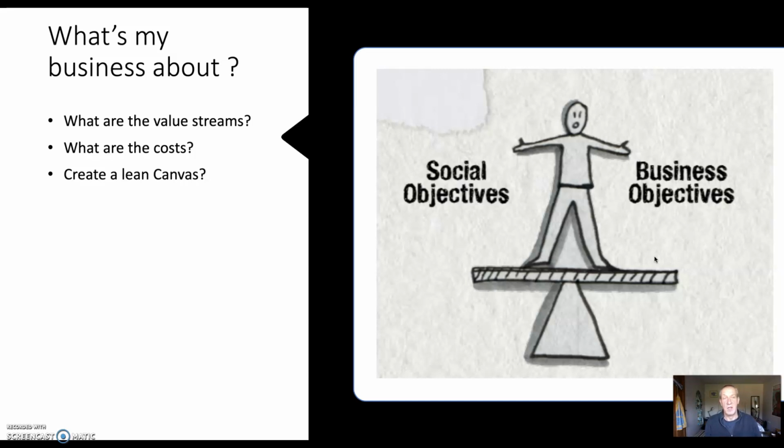Does it help people to be more resilient? So those kinds of things. So it doesn't have to be a totally monetary and capitalist kind of thing. It can be a social enterprise, social innovation, etc. So from there, we move to creating a lean canvas.